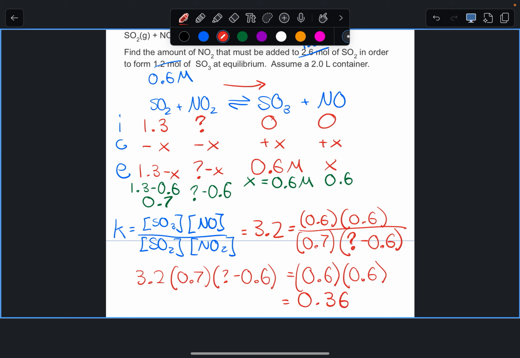X is 0.6. That's the key thing that allows you to solve it, when you realize that it starts with 0, turns into 0.6, now I know what X is. So that's how much reacted off of the two reactants. Is that because NO is 0, so it doesn't change? Yep. So it's like 0.6 plus 0 is 0.6. Yeah, exactly.